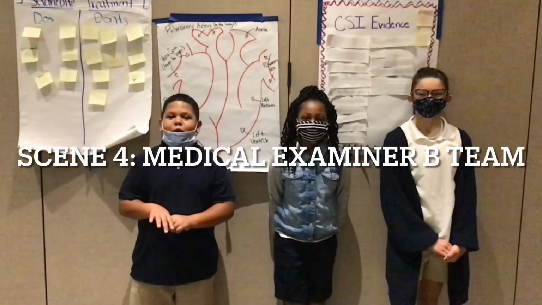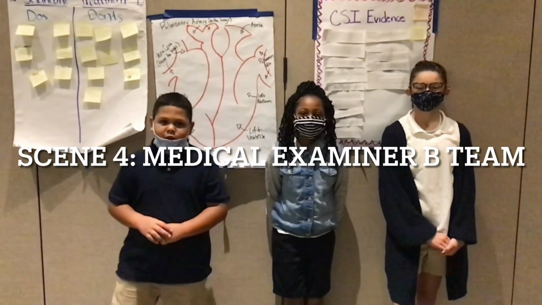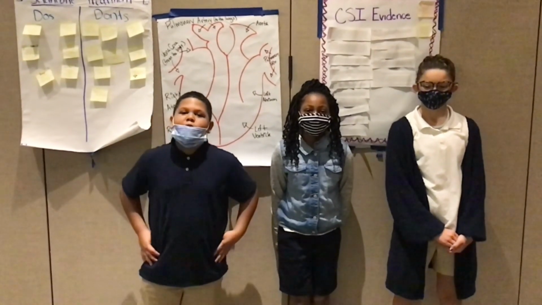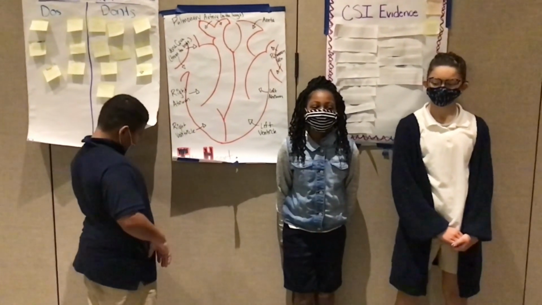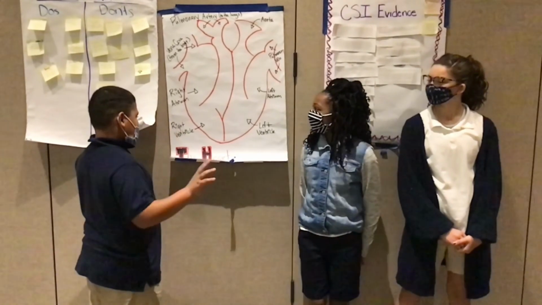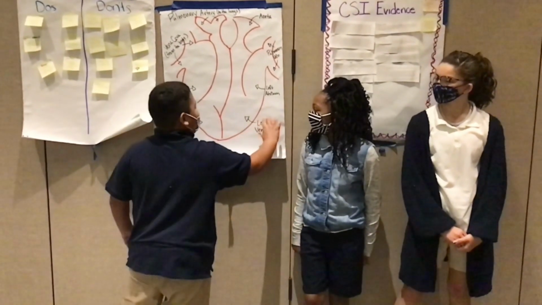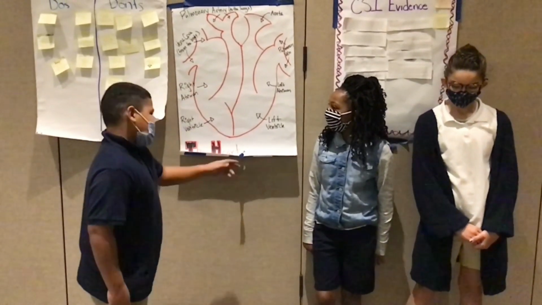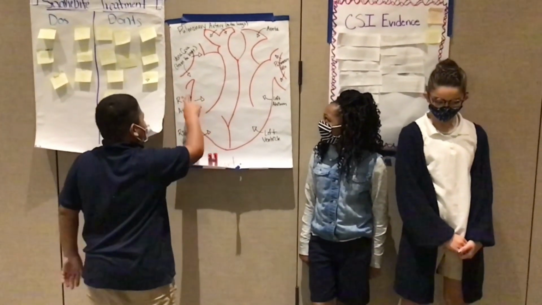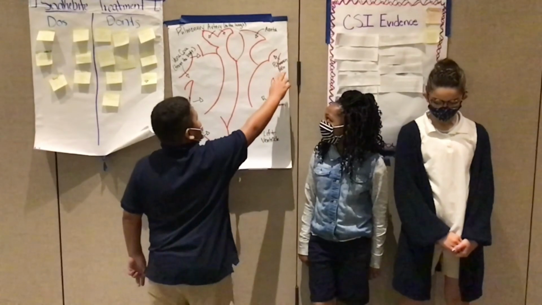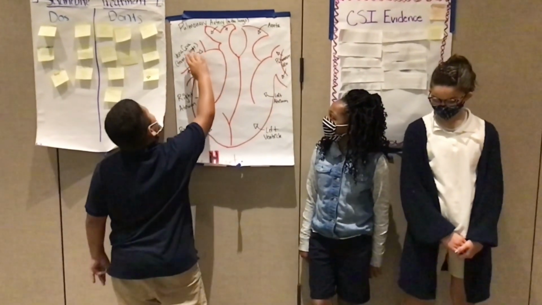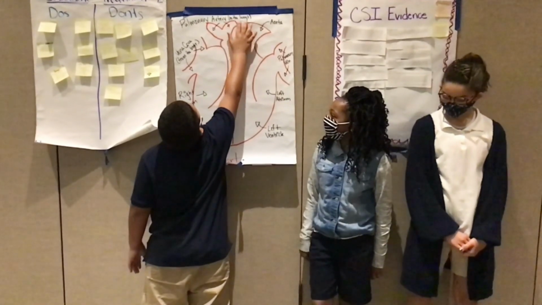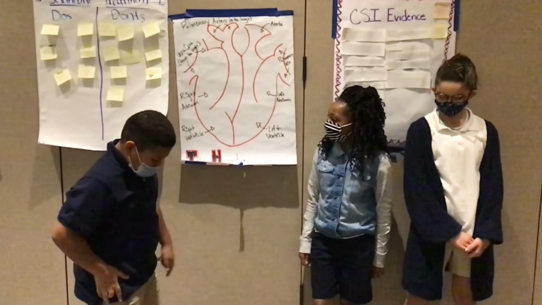Hello, I'm part of the Medical Examiner B group. Today I'll be talking about the cow and the cow's heart. So first, we have the right ventricle and the left ventricle, that help pump blood in the heart. We have the right atrium and then the left atrium. We have the pulmonary vein. We have the vena cava and the pulmonary artery, that goes along inside the lungs.